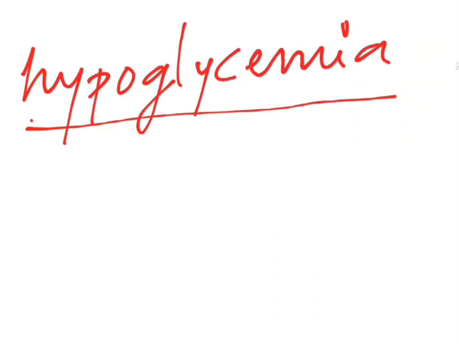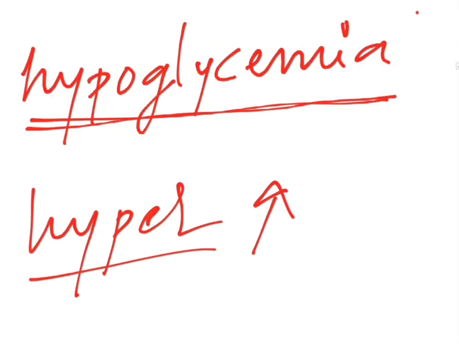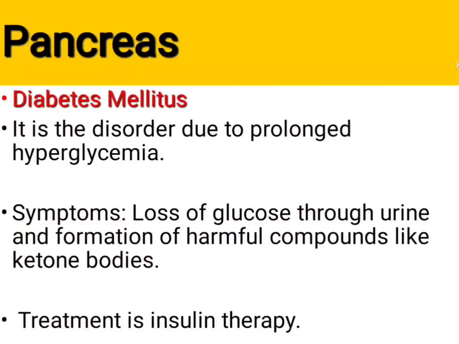hypoglycemia. So insulin causes hypoglycemia and glucagon causes hyperglycemia. That means glucagon increases the blood sugar level and insulin decreases the blood sugar level. So now we'll discuss the deficiency disorder of insulin. When there is a deficiency of insulin, what happens?